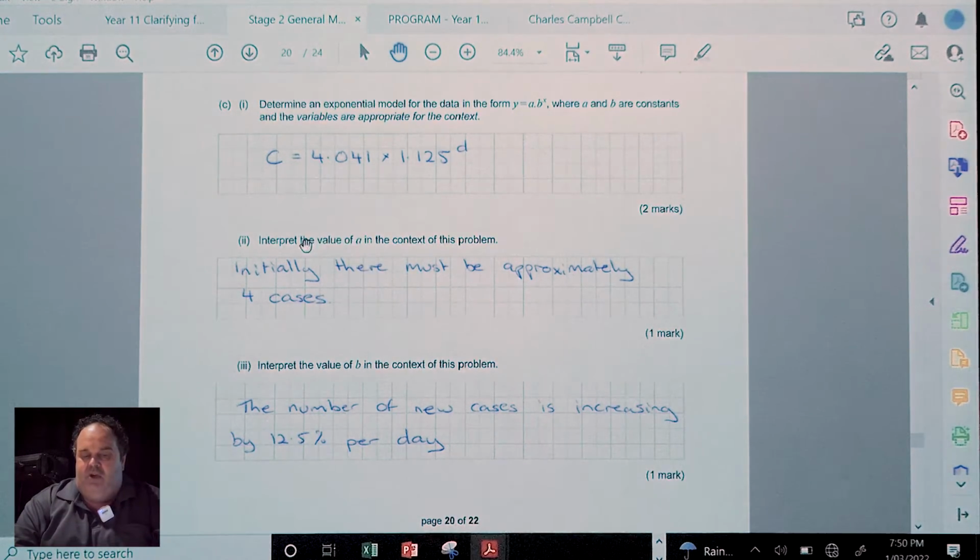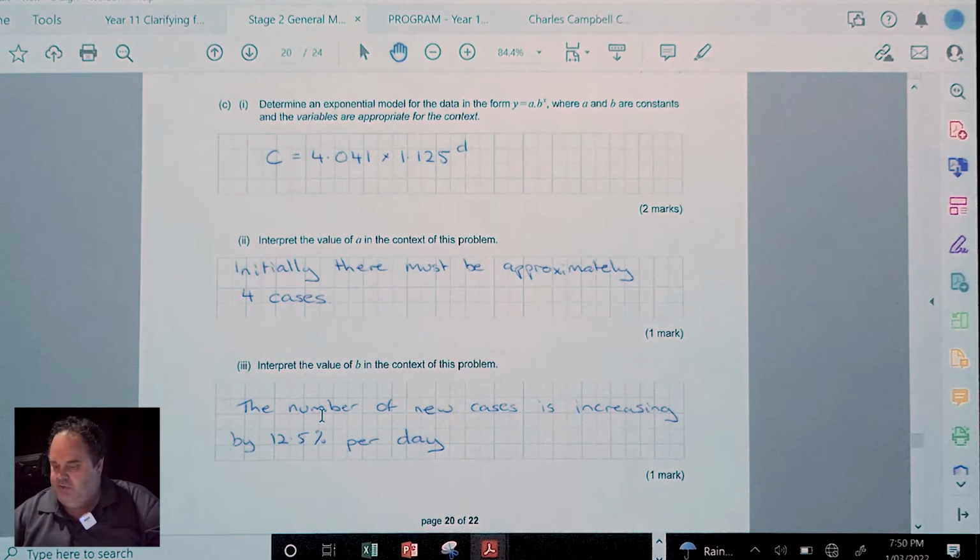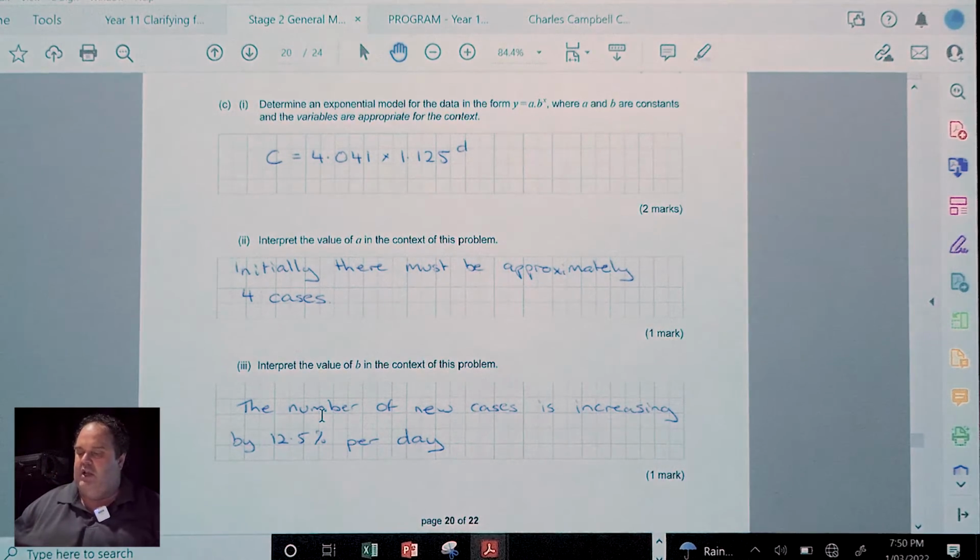As I was saying, interpreting our values, the A in the context, we need that. The B value, because B is greater than 1, it's indicating that there's an increase. So they can either say increased by 12.5% per day, in the context, the number of new cases is increasing by 12.5% per day. Or they could say we multiply it by 1.25 times, like the number of new cases is increasing by 1.25 times each day.